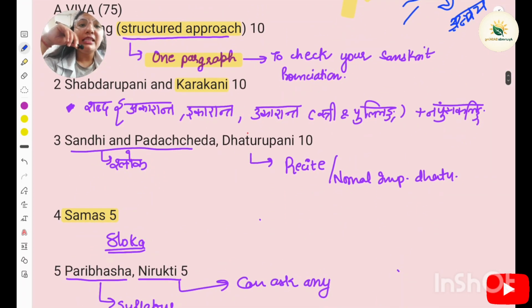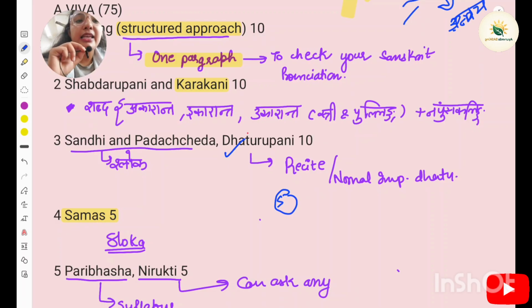Okay. So Sandhi Viccheda is basically from the shloka they are giving you, or sometimes they can give a word, and you identify which Sandhi is there. For Dhatu Rupani, again, there are so many Dhatus, with the five forms of Dhatus like Lin Lakar, Lat Lakar, all those Lakaras. Out of them, at least try to study the initial ones.